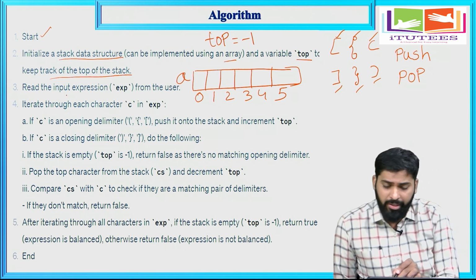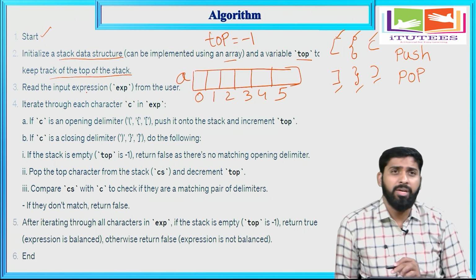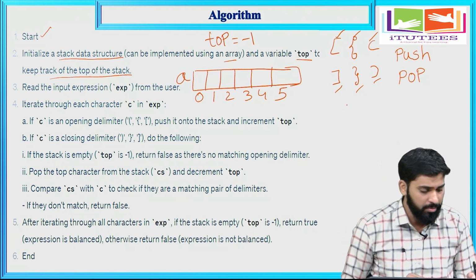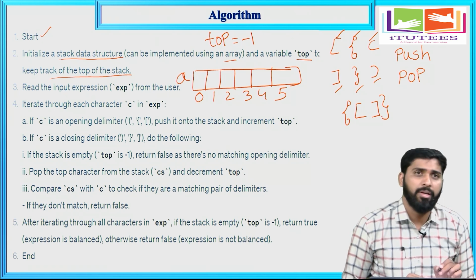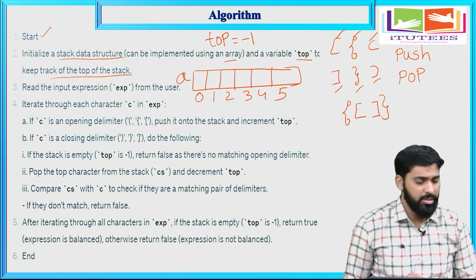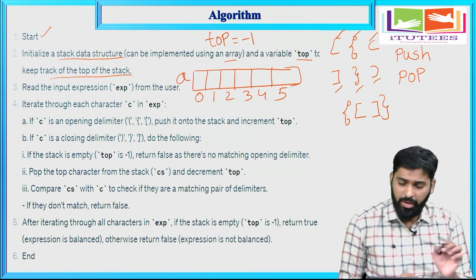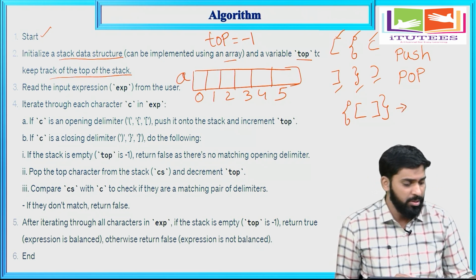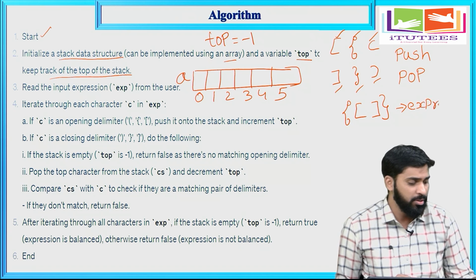Now read the input expression from the user. So let us assume this is the expression. I write flower bracket, square bracket, close, and flower bracket close. Now you all know the answer, it is balanced.